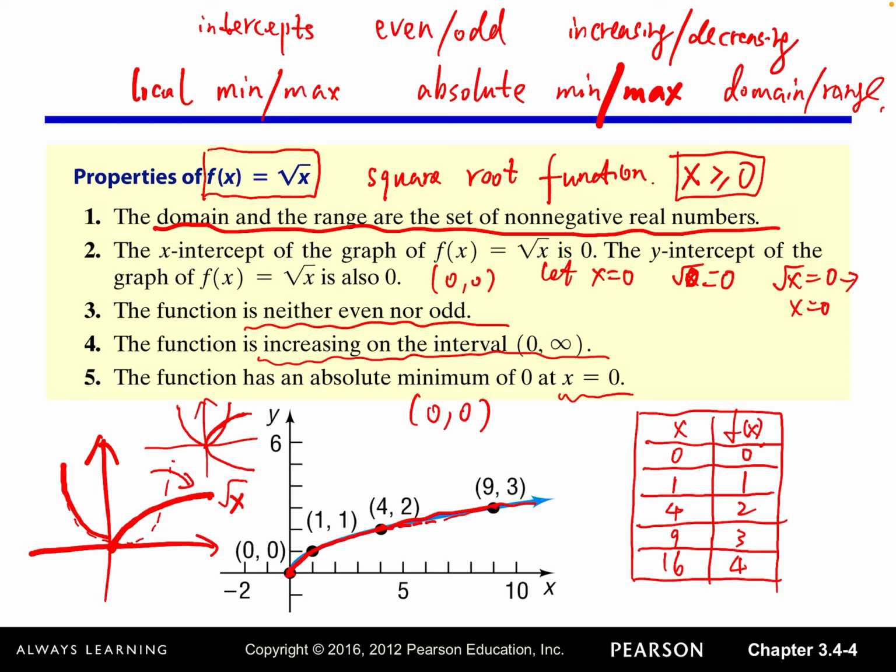All right, I hope that helps you memorize what the square root function's graph looks like. The whole parabola rotated 90 degrees, and then the first quadrant, this half of the parabola rotated 90 degrees, that's the square root function's graph.